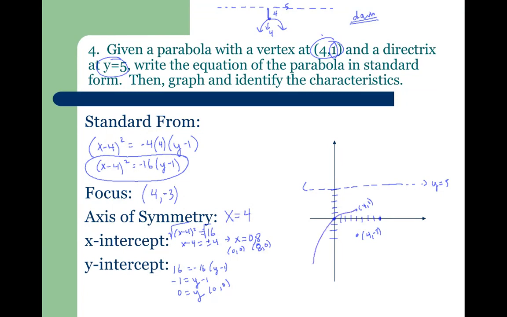Because having that x and y, I think that's useful when we don't have an x or y intercept, or they're not plottable. So what was this? (8, 0) and (0, 0). My graph is pretty terrible going on there. It should be wider, but that's okay. And then my axis of symmetry is at x equals 4.